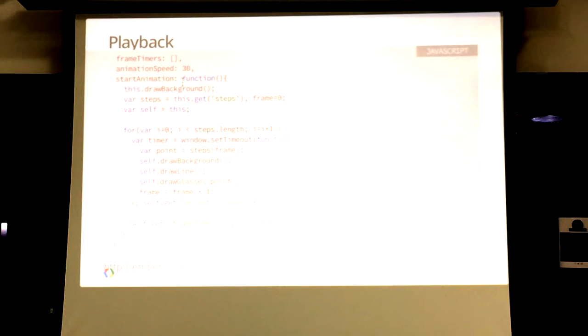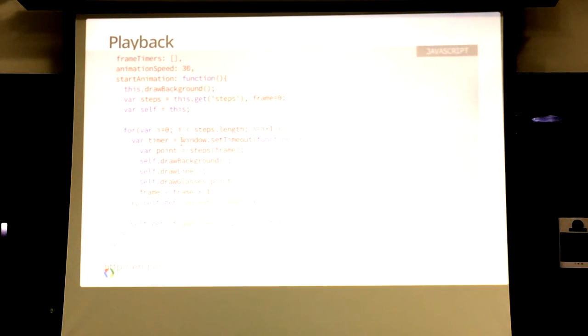So I've added this function, start animation. First step, draw the background. Put that image of me up there, and then fetch some local variables for steps, and a frame cursor, and then I'm going to be messing around with anonymous functions. So I have to make sure to set self equal to this.